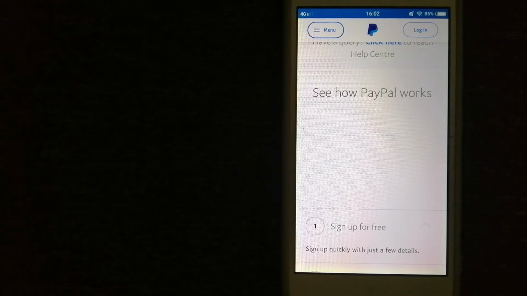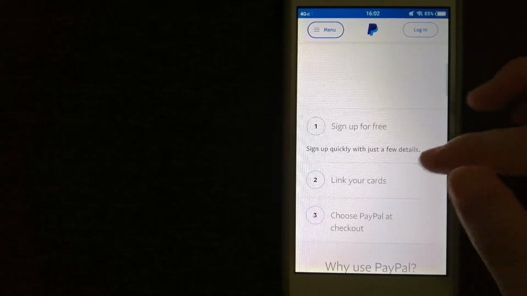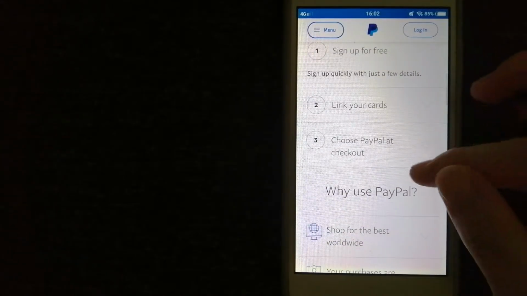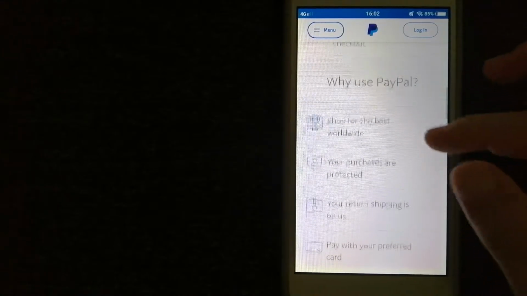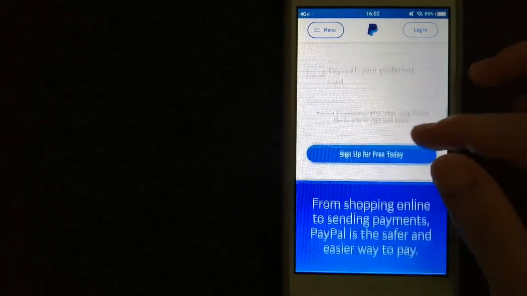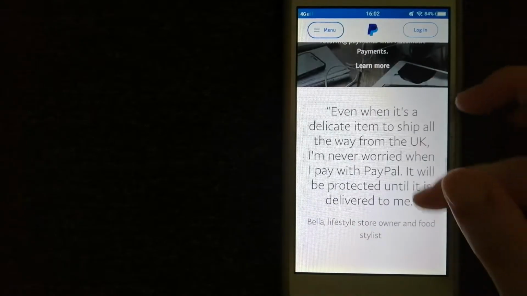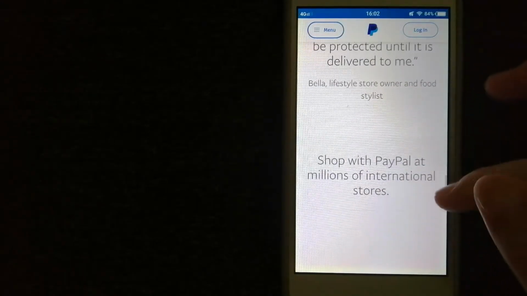First option is through PayPal. This is an online payment system that makes paying for things online and sending and receiving money safe and secure. When you link your bank account, credit card, or debit card to your PayPal account, you can use PayPal to make purchases online with participating stores.